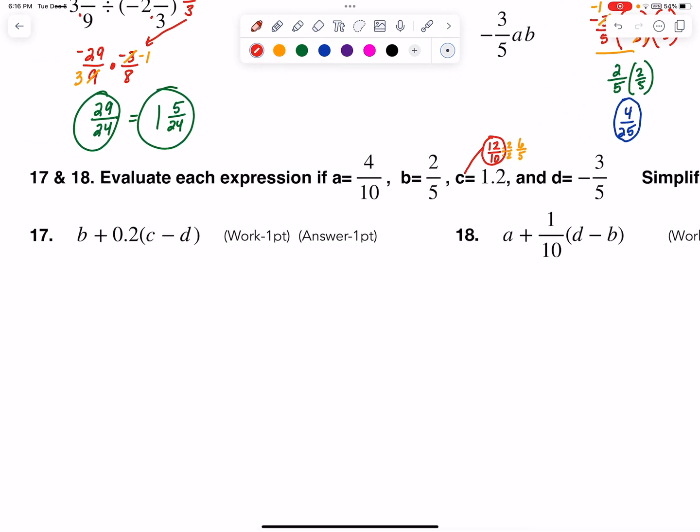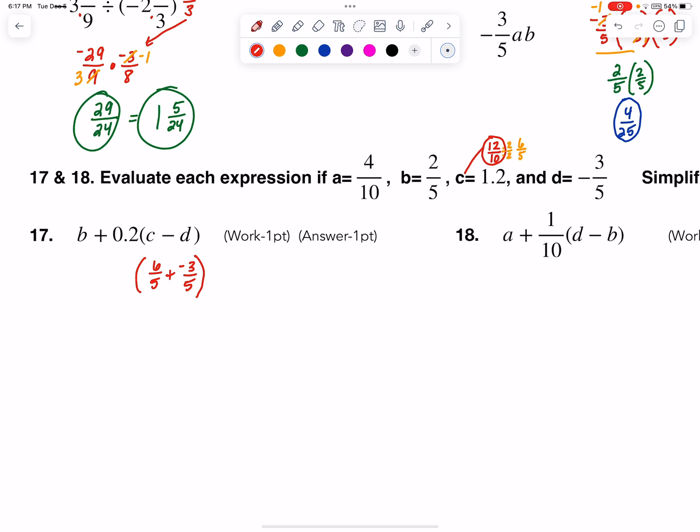Now I have fifths to work with, so that's sort of nicer. So let's go ahead and toy with those numbers. There's lots of ways you could do this. I won't be able to do every way, but this is the way that I would do it. If you did another way, you're fine. We're all going to get the same answer. So let's go ahead and plug things in. I have my C minus D, which is going to be 6/5 minus a -3/5. So be careful about that.